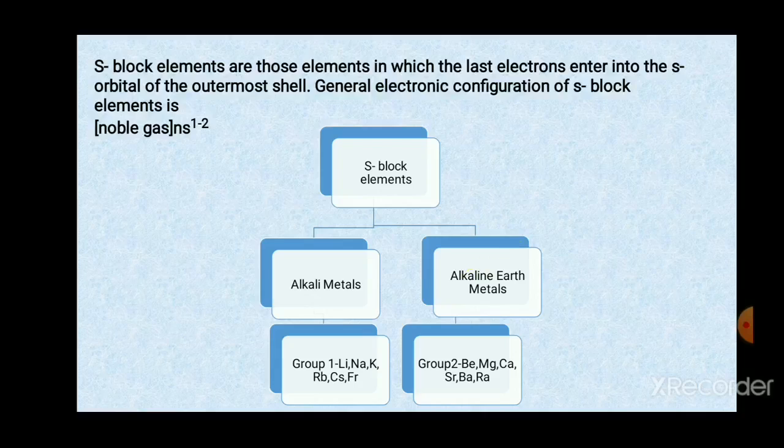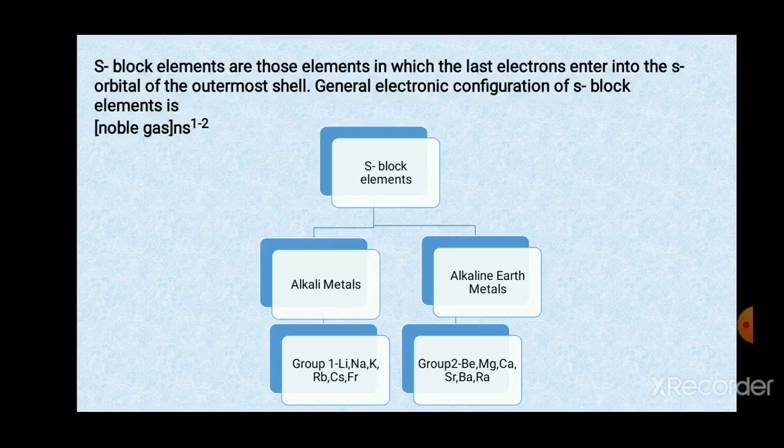Now, what is the meaning of s block elements? I already defined it in the previous chapter, that is in the classification of periodic table. Still, I will explain again what the definition of s block is. S block elements are those elements in which the last electron or valence electron enters into the s orbital of the outermost shell.